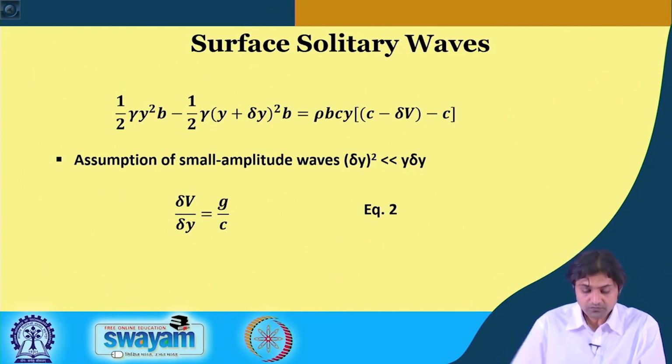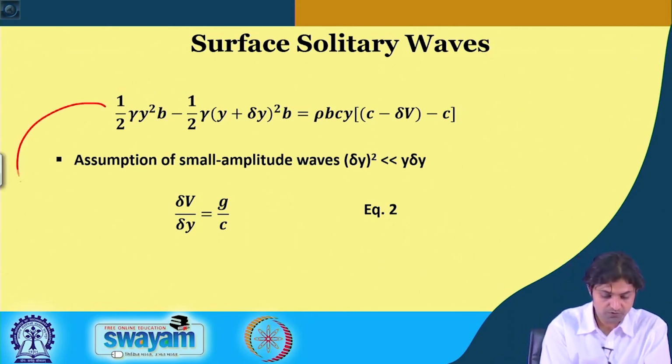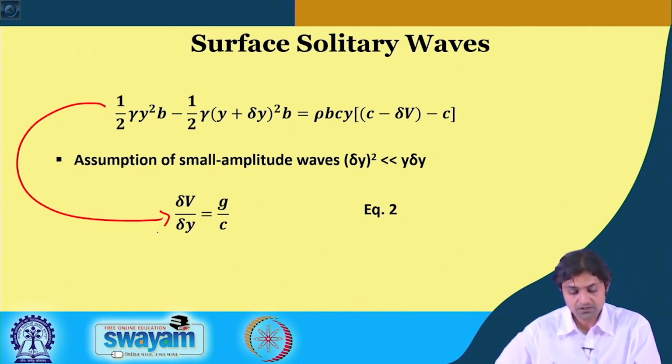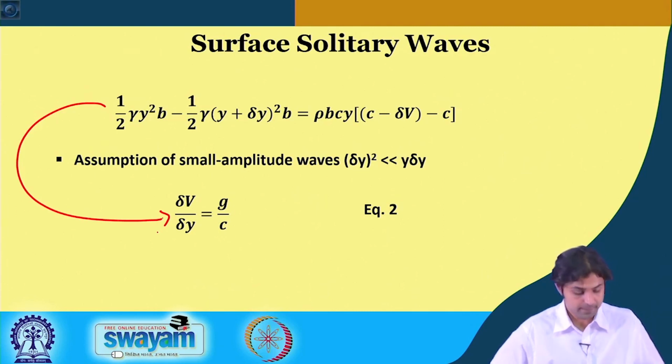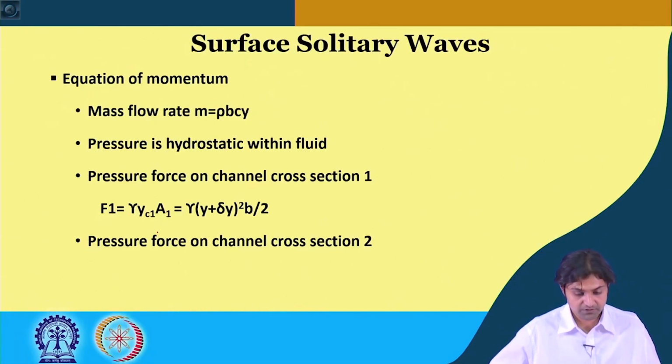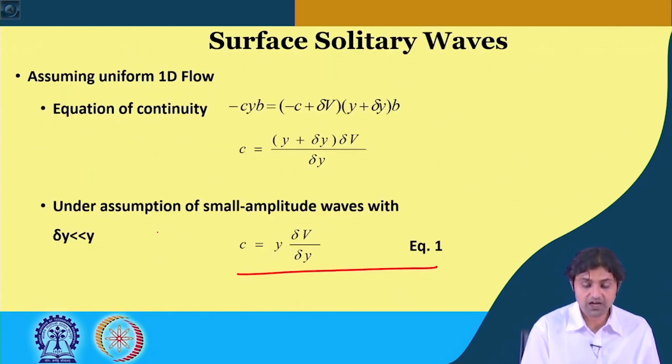So, under the assumption of small amplitude, I showed you how to go from here to here, correct. Because of this we now have equation number 2. So, what are we going to do? We are going to equate equation 2 into equation 1. If you go back and see what equation 1 was, c is equal to y delta v by delta y, correct.